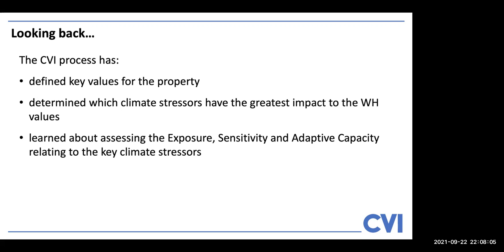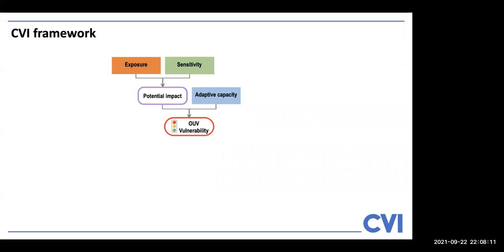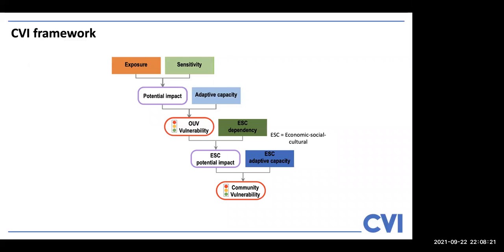So two of those we've undertaken earlier today. The third will be our first step tomorrow. So that will culminate our first section of the CVI framework and give us the assessment of OUV vulnerability. This presentation is looking at the second phase, which is the second part. They're looking at the community vulnerability. And that's what we'll be describing in this video.